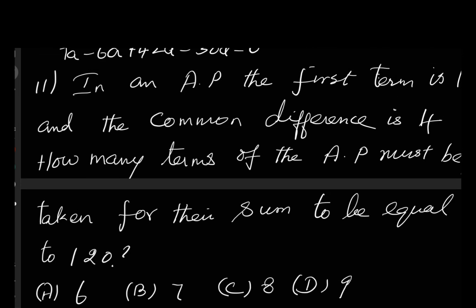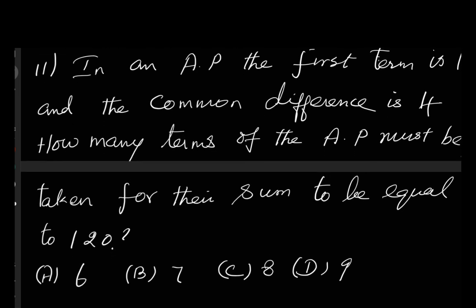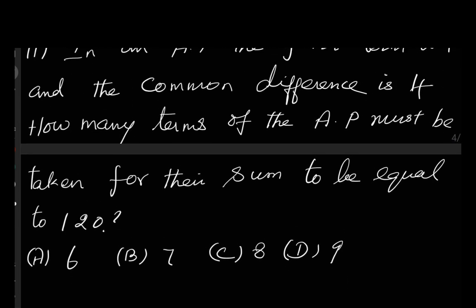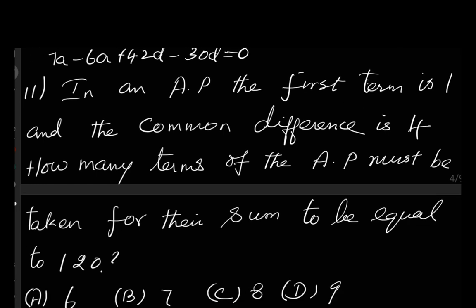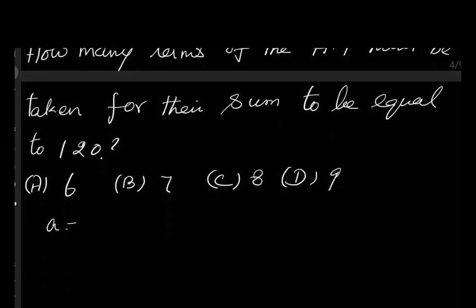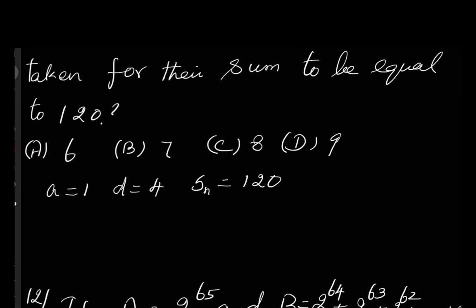See the next question. In an AP, the first term is 1 and the common difference is 4. How many terms of the AP must be taken for their sum to be equal to 120? See, what are they given? First term is 1, a is 1, and then the common difference is 4. Then sum of n terms is 120. So question, how many terms are taken to get the sum as 120?